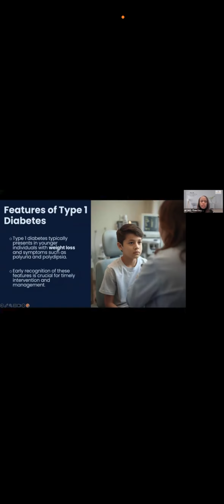So let's talk a little bit about this case some more. Again, this patient has 3 classic symptoms of hyperglycemia: polyuria, polydipsia, and polyphagia. These symptoms often indicate the body's struggling, really trying to manage elevated glucose levels, leading to significant discomfort and health risks. So let's talk a little bit about type 1 diabetes.